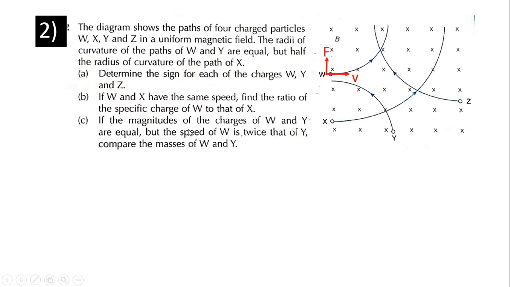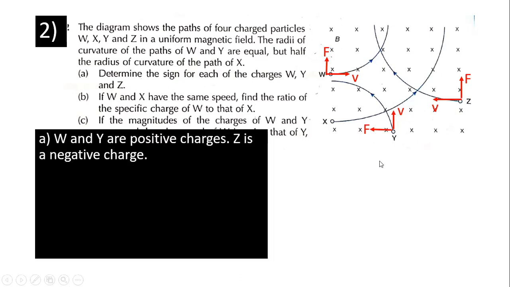There's your force, Z. So that one, you just use your Fleming's left-hand rule. If you get the direction of the force that way, then you are right. And Z, that is your velocity. The force is that way. Apply Fleming's left-hand rule. If you get the force in that direction, then you are right. Velocity is that way for Y. That's your force. So W and Y are positive charges. Z is negative. So you are wrong for Y.